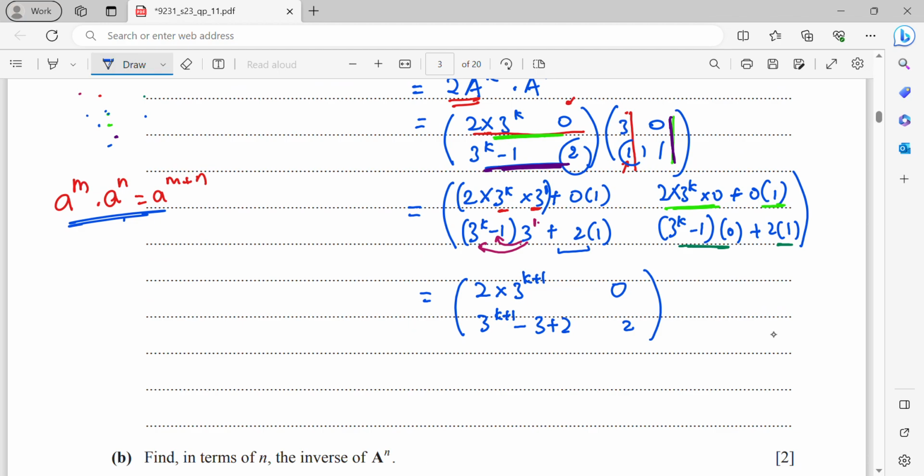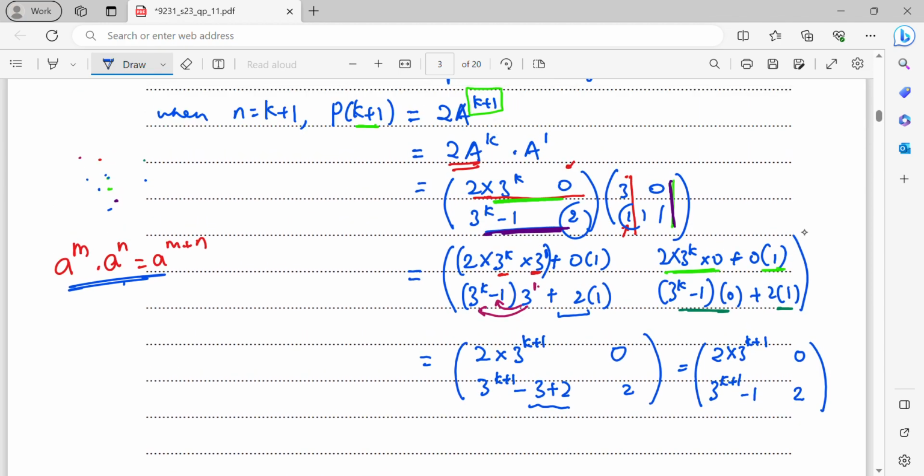Then now I need to further simplify. This is the same as 2 times 3 to the power of k plus 1, then 0. This minus 3 plus 2 is minus 1. So I'm getting 3 to the power of k plus 1 minus 1 and 2. So when you compare with the A^k, sorry, this is your 2A^k. So you should get this.